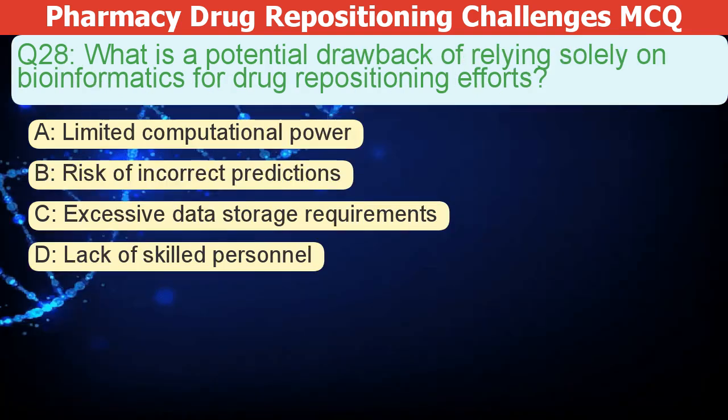What is a potential drawback of relying solely on bioinformatics for drug repositioning efforts? A. Limited computational power. B. Risk of incorrect predictions. C. Excessive data storage requirements. D. Lack of skilled personnel.